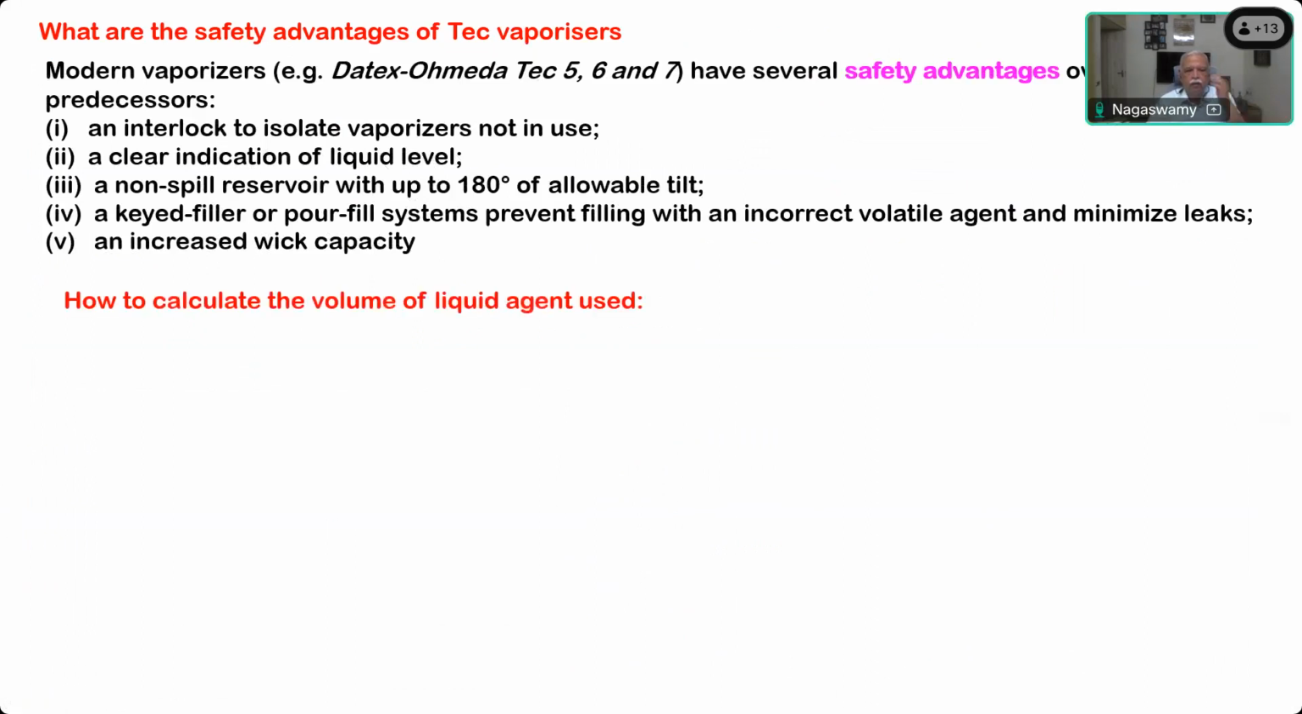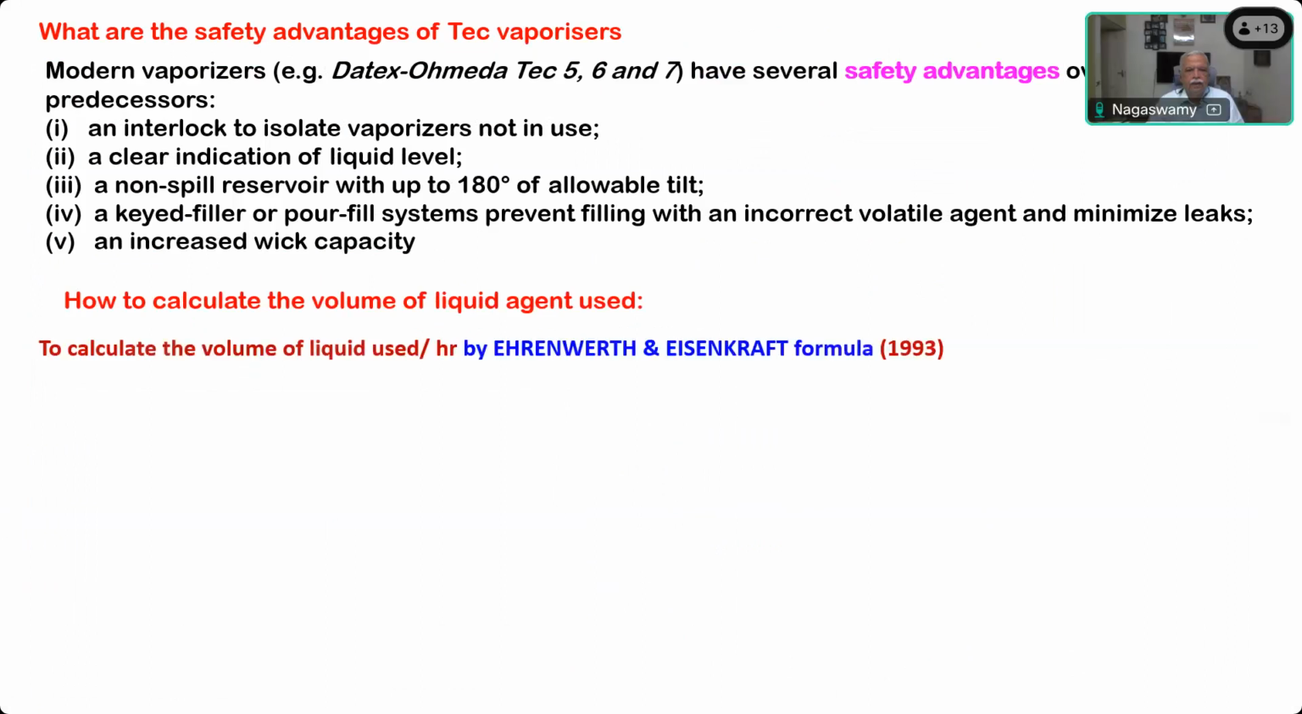How to calculate the volume of liquid agent used? 3 into fresh gas flow rate into dial percentage. This is by Earnreth and Eisencraft, the people who described this formula. So dial percentage set, fresh gas flow in liters, multiplied by 3 will give you that. For example, if you are using 2% sevoflurane and a fresh gas flow of 2 liters, so 2 into 2 into 3, 12 ml per hour will be the usage of the liquid agent.